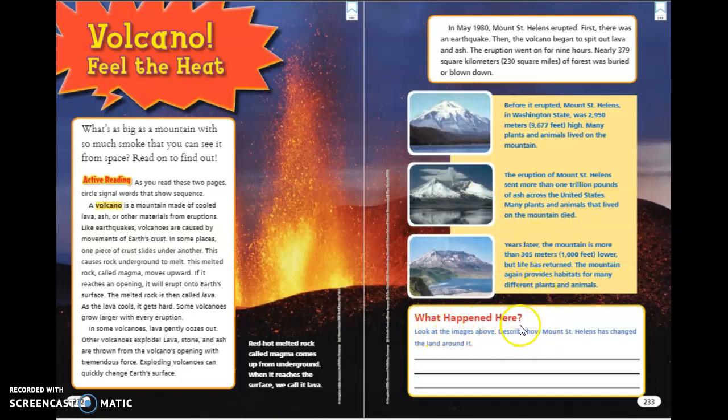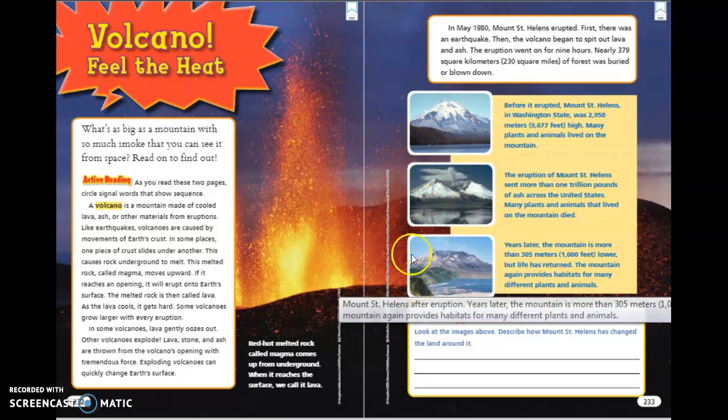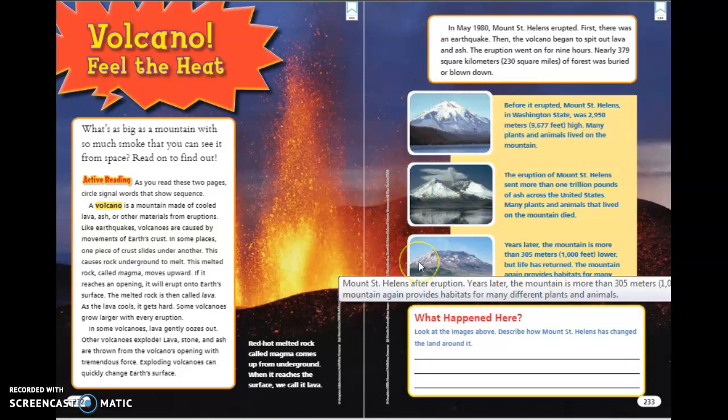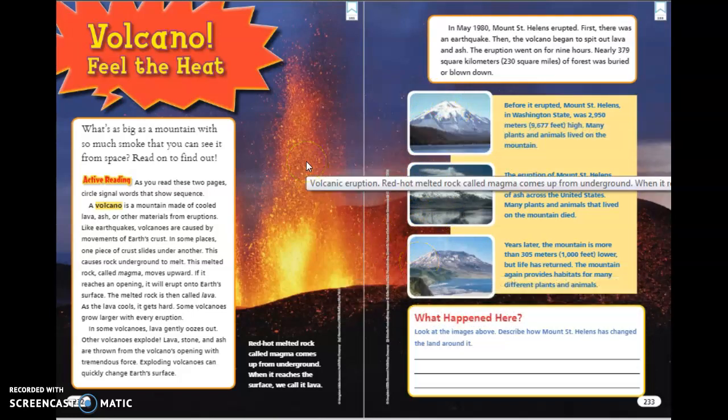Okay, what happened here? Look at the images above. Describe how Mount St. Helens has changed the land around it. So looking at the land around the mountain, what has changed from the very start to the end? Go ahead and pause the video and write in an answer.